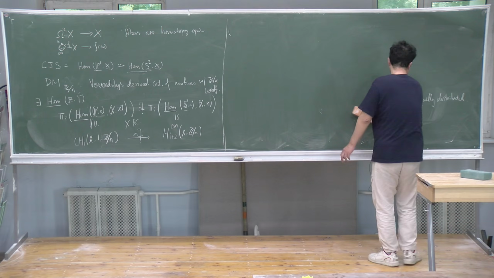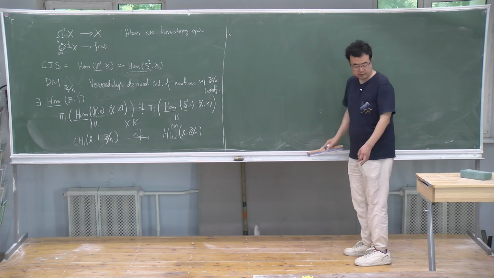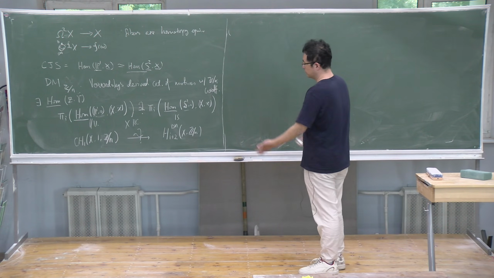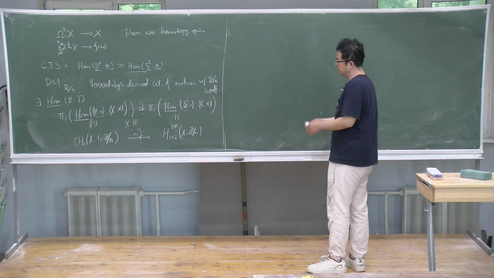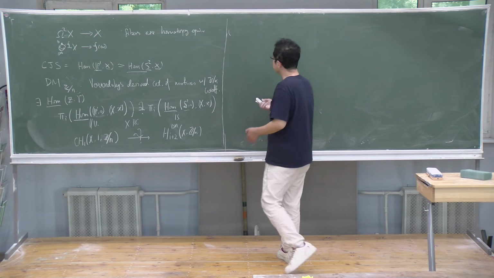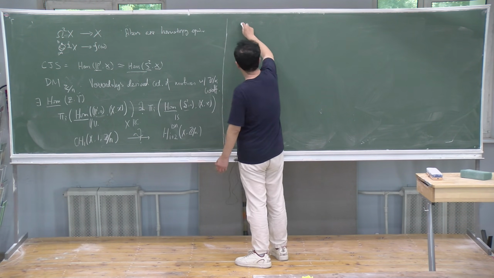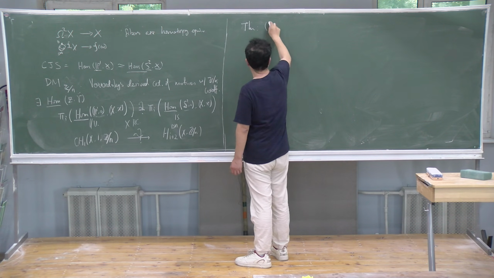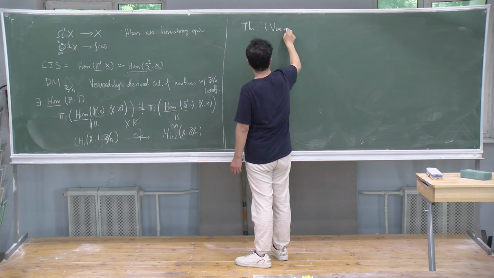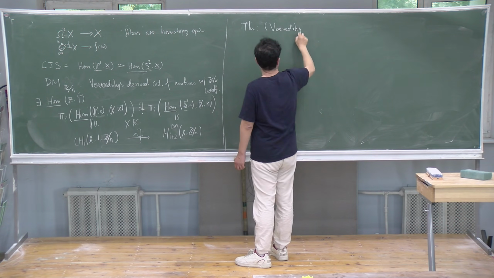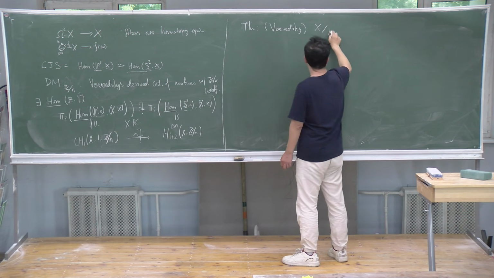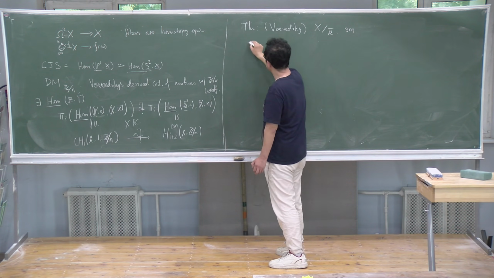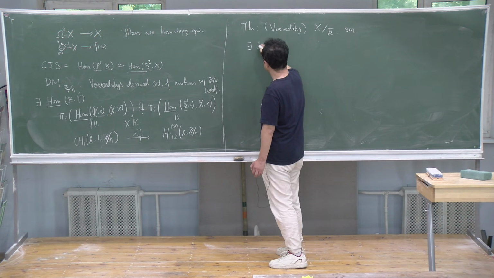Now what else? So how is this related to everything we talked about? Again, this is due to the theory. Let's say X bar is smooth. So then you have a long exact sequence.